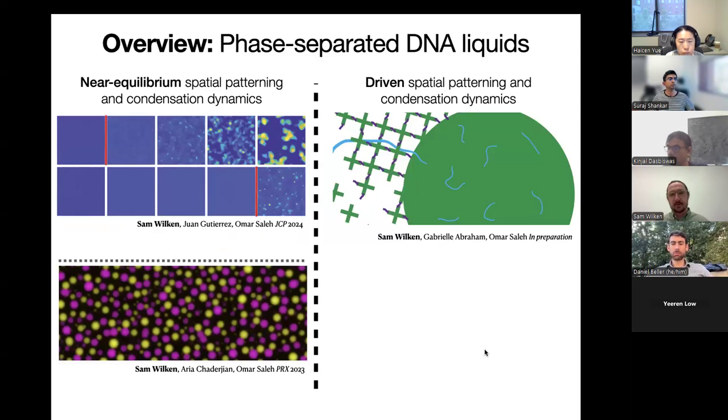Okay, so just an overview of what I'm going to tell you about today. On the left here, which I would call near equilibrium patterning and condensation dynamics as a result of thermal quench into the coexistence regime. And then on the right here, one project about condensation dynamics with enzymatic reactions.